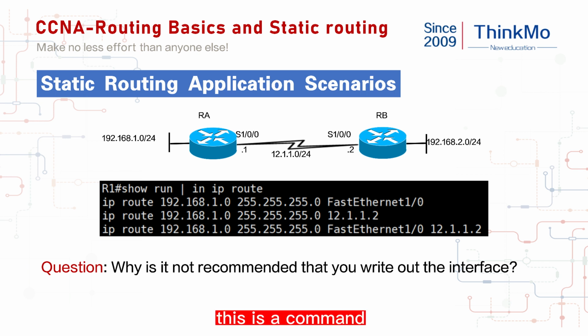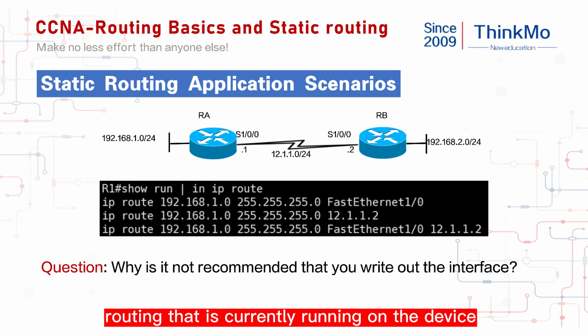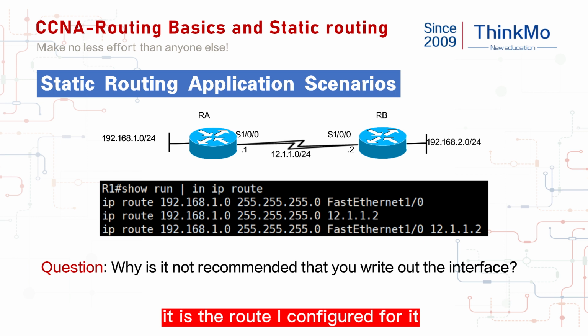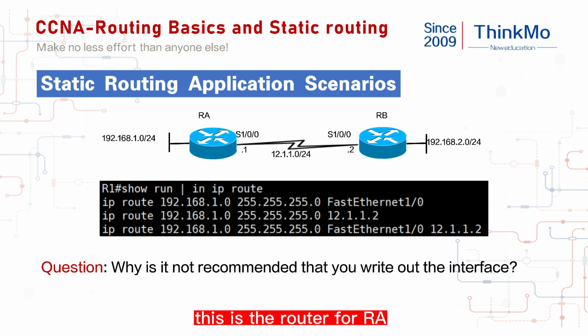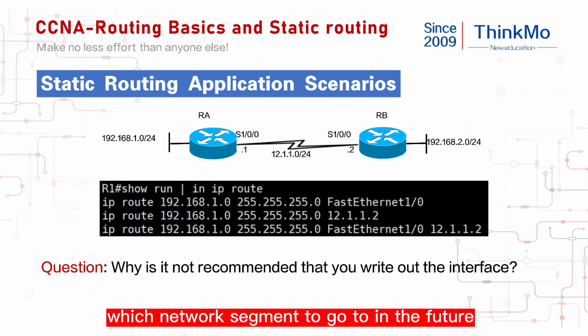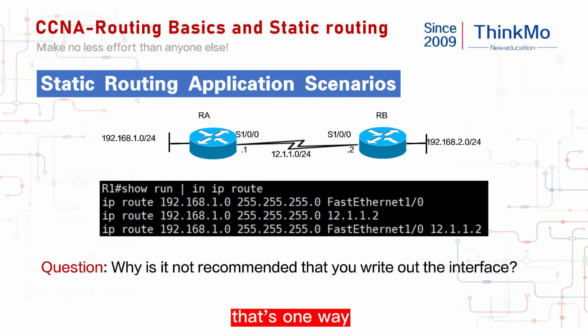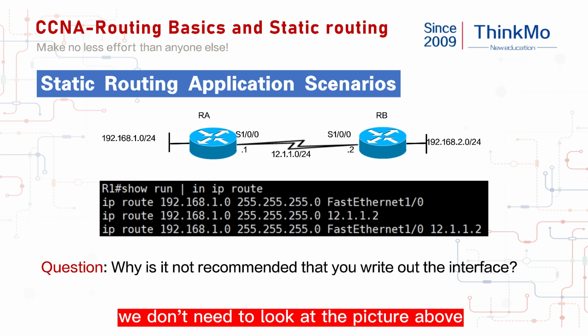This is a command everyone can remember: show run | include ip route. That shows the routing currently running on the device, the routes I configured for it. There are 3 ways to write a routing configuration. This is the router for RA. For example, one way is to start writing here: which network segment to go to in the future, and which address the next hop should go to. We don't need to look at the picture above. Just look at this configuration.